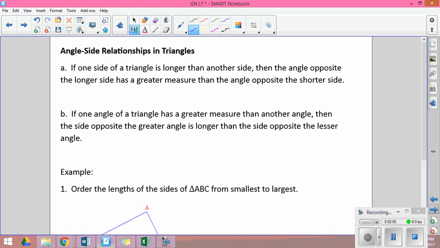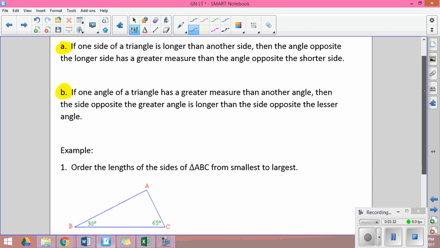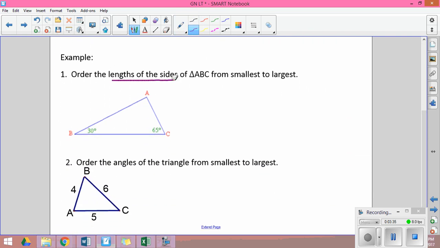Now, not every set of sides will form a triangle. And then there are relationships between angles and sides. So basically, these 2 points boil down to this: little side, little angle, big side, big angle. Opposite the biggest angle is going to be the biggest side. Opposite the littlest side is going to be the littlest angle. And that should just make really good common sense. So what this allows us to do is order lengths of sides and order angles. And usually we're going to go least to greatest.